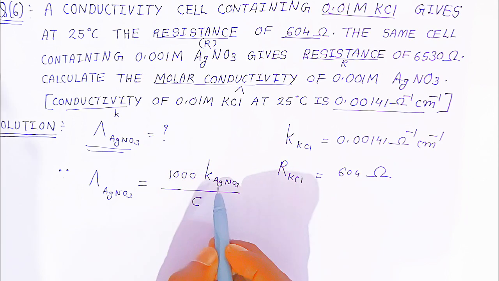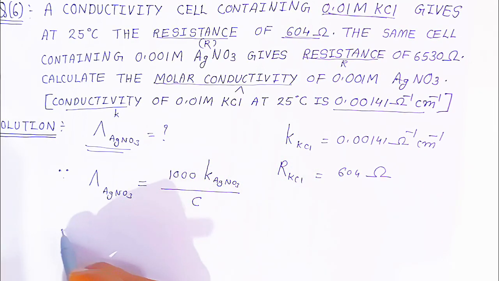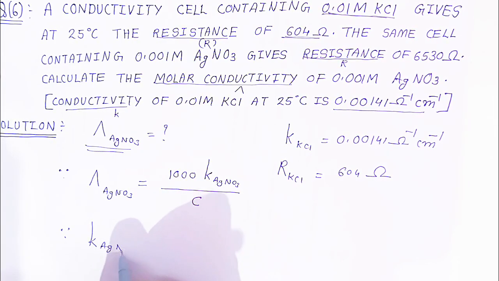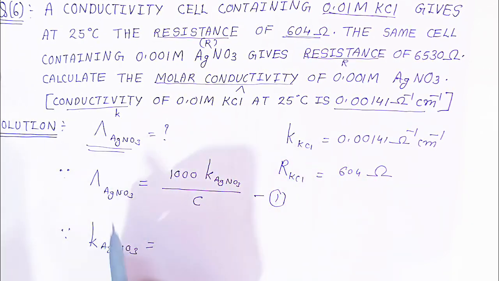How will you calculate the conductivity of silver nitrate students? Again, you should know the formula students. Conductivity, that is small k of silver nitrate, this formula also you are knowing students. This is the first formula you should know. If you want to calculate the molar conductivity of silver nitrate, you should know this formula.